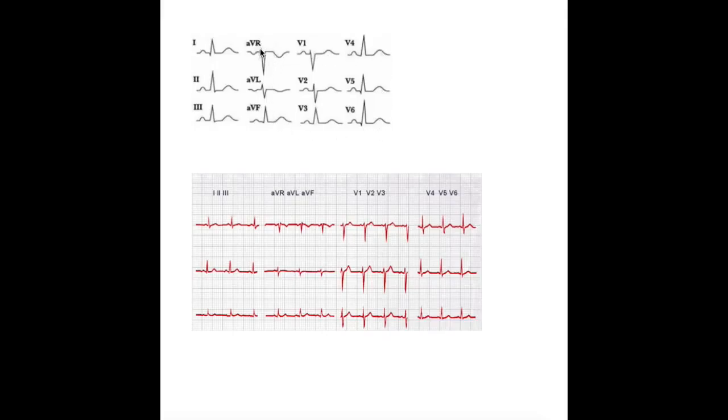But in AVR we have a small R and a deep S and the T is inverted. And also in AVL the T is a little inverted or flat. And these two leads, chest lead 1 and 2, have a small r with a deep S. But here the T wave is not inverted. The T wave is upright here.